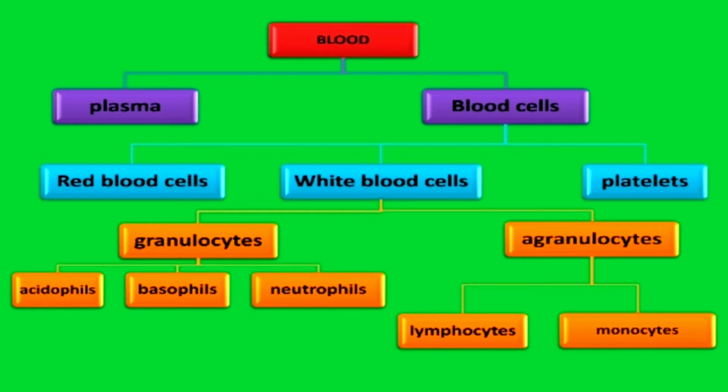Now we see the structure of the blood. Blood is made up of two components: one is plasma and another one is blood cells. Plasma is the liquid portion, also called matrix, where all the blood cells are present. The blood cells are classified into three types: red blood cells, white blood cells, and platelets. According to the presence of granules, the white blood cells are classified into granulocytes and agranulocytes. The granulocytes are classified into acidophils, basophils, and neutrophils, and agranulocytes are classified into lymphocytes and monocytes.